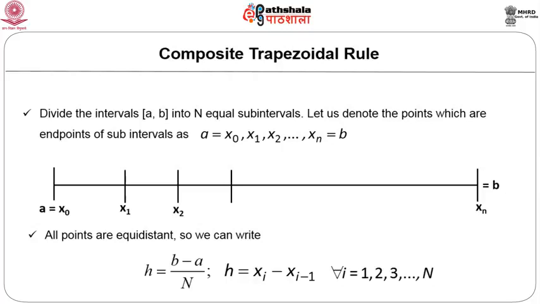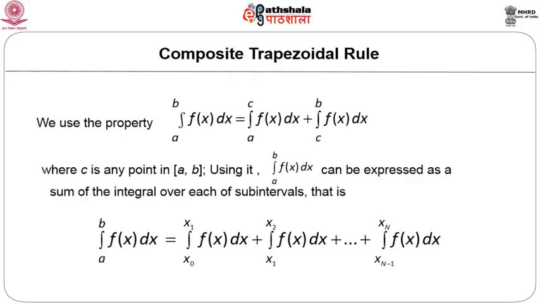It is the same as x1 minus x0, or x2 minus x1, or x3 minus x2, in general x(i+1) minus xi. And now we can write down our integral from a to b of f(x) dx as the sum of the integrals: x0 to x1 of f(x) dx plus x1 to x2 of f(x) dx plus x2 to x3 of f(x) dx, and so on, continuing up to x(n-1) to xn of f(x) dx. In other words, it is the summation, sigma i equal to 0 to n minus 1, of the integral from xi to x(i+1) of f(x) dx.